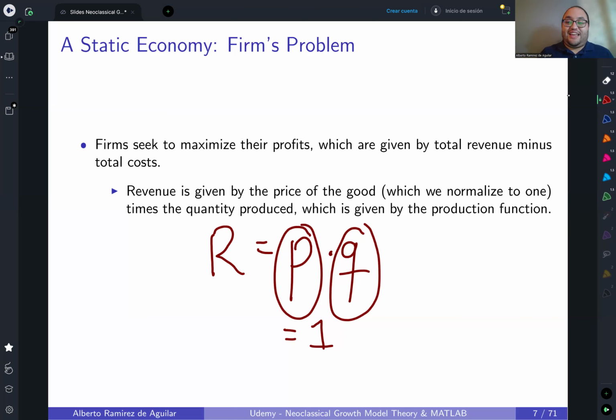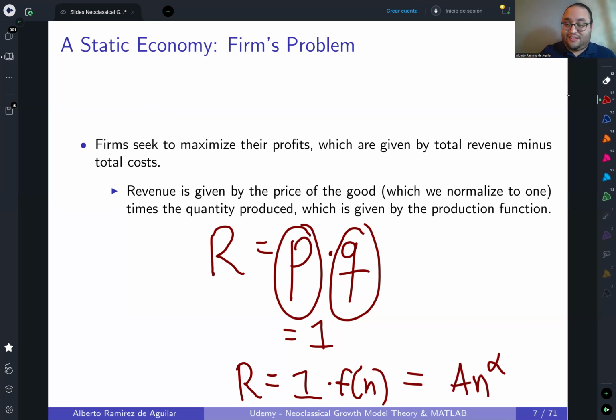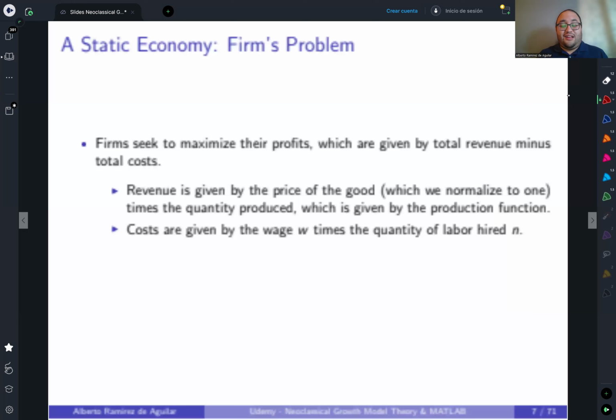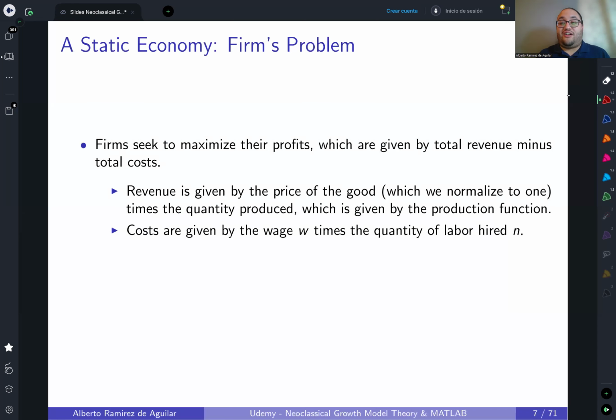Okay, so in this case, the revenue is going to be P, which is 1, multiplied by how much they're selling, which is equal to how much they're producing, and that's going to be given by this. Okay, which again, remember we were assuming that it was of this form. So the revenue of the firm is going to be given by this. And on the other hand, the costs are going to be given by the wage. The only cost that the firm has is labor, because we're assuming that firms only take into account labor to produce.